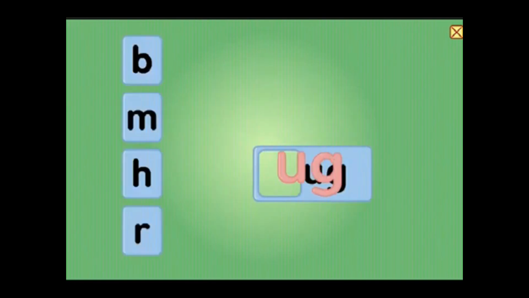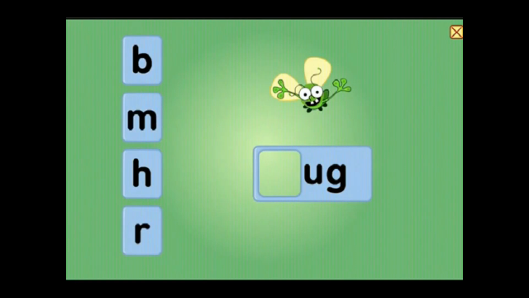Make a word with ug to match the picture. Bug. Which letter makes the word bug? The letter B, M, H, or R. You decide.